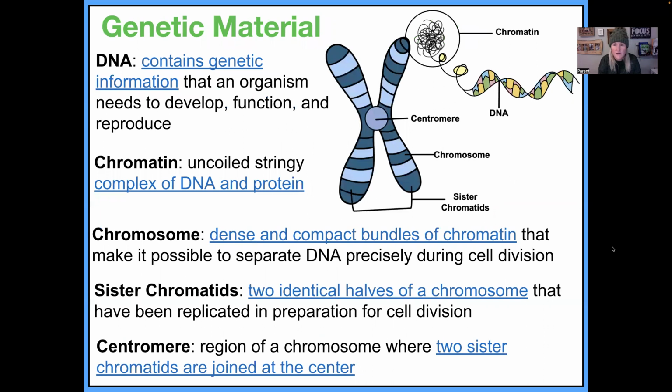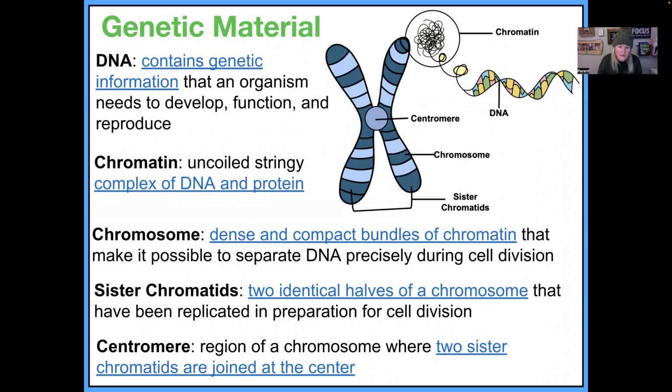Genetic material. All right, so now we're getting into the good stuff of mitosis. Genetic material, DNA, contains genetic information that an organism needs to develop, function, and reproduce. I noticed a couple people just put nucleic acids, that chromosomes were made of nucleic acids. So it's important to put that it's deoxyribonucleic acid. Those are two different things.